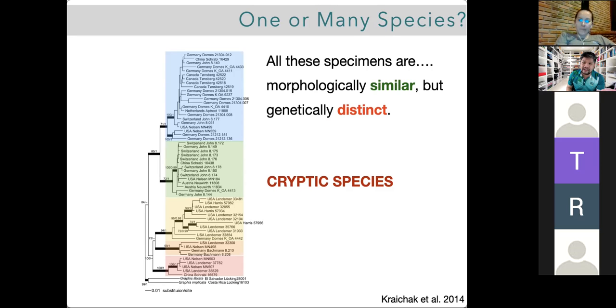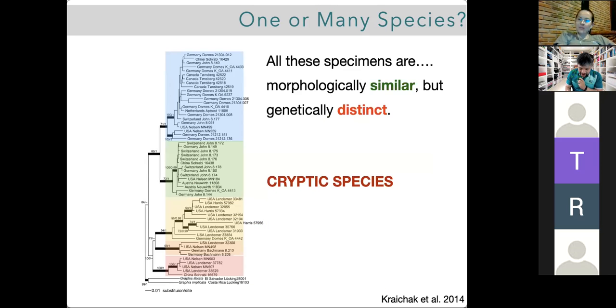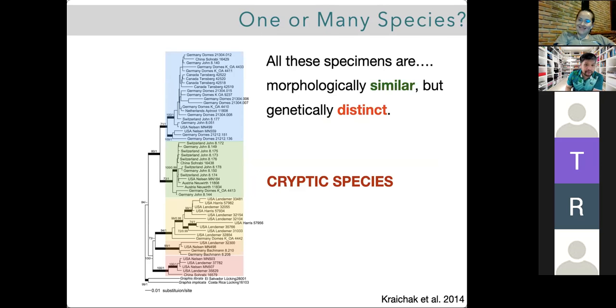We know from the phylogeny that there are 5 groups, but looking back at these lichens, you have no idea how to tell them apart. Of course I don't know how to tell them apart because I'm not a lichenologist, but if you ask lichenologists in Europe right now to tell me what each of these 5 groups of lichens are, I'd be impressed, because I don't think they can. So that's what we call cryptic species.